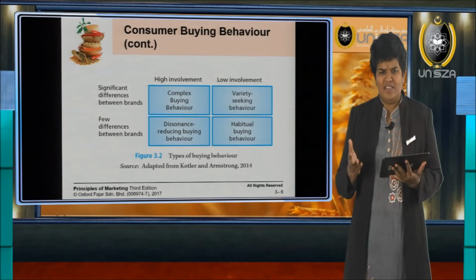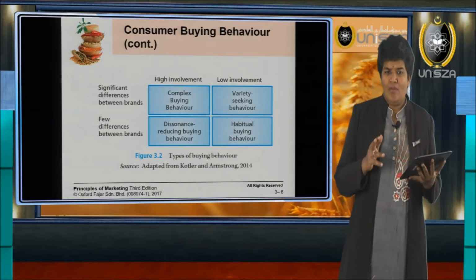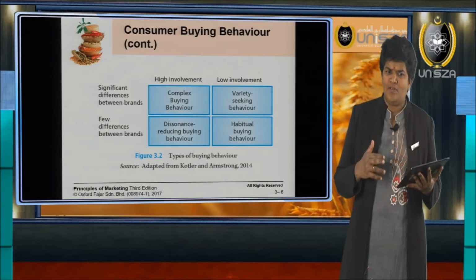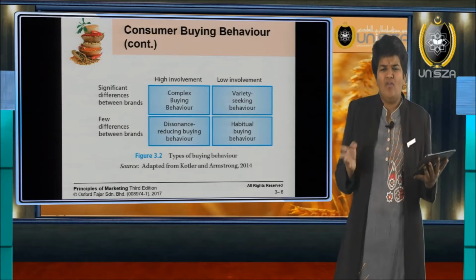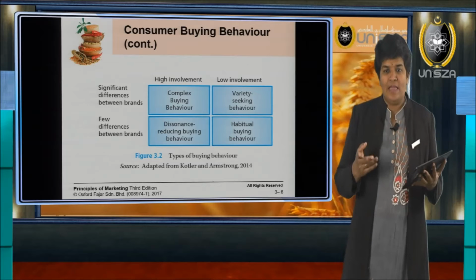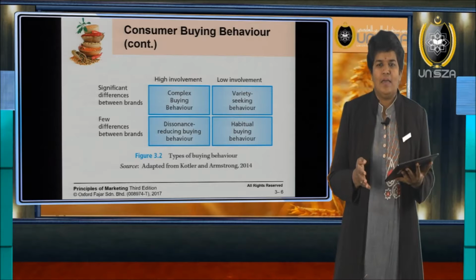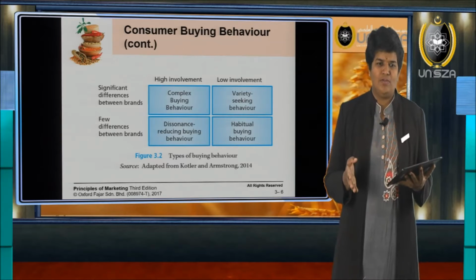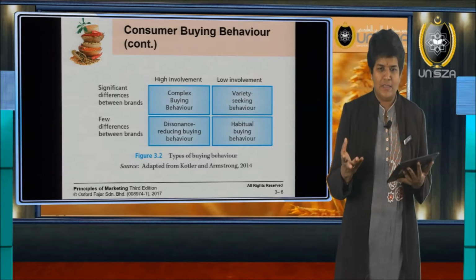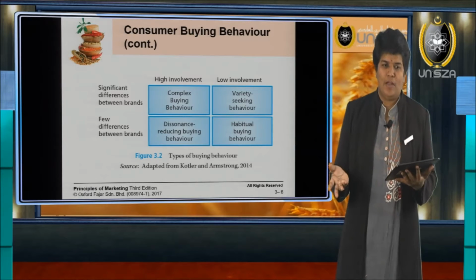If you see the second quadrant, that is variety seeking behavior, where there is significant difference between brands, but your involvement will be very low. So it means you are not a loyal customer. As long as you are happy with the product or services, and you have the money, you have the purchasing power, you just buy the product.